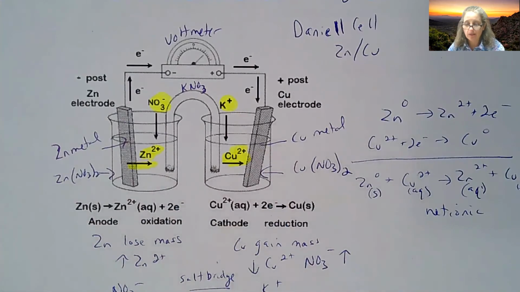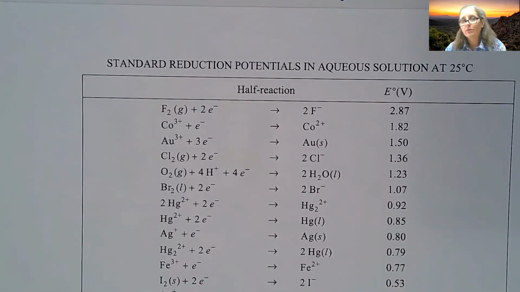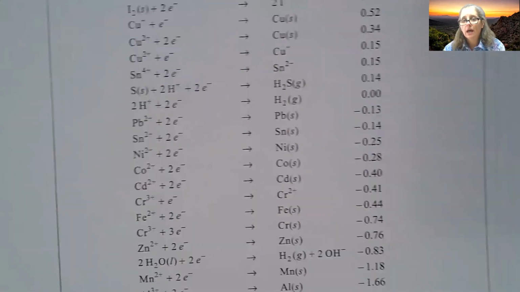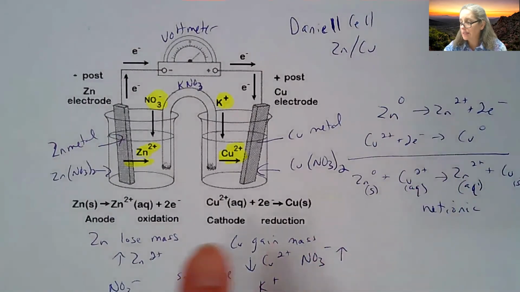Now the question is, why is zinc the one becoming oxidized? Why is copper being reduced? So for this next video that you're going to see, you need to print out what I call the standard reduction table that they used to give you on the AP test. So please print this out, and I will then explain why zinc is undergoing oxidation and copper is undergoing reduction.